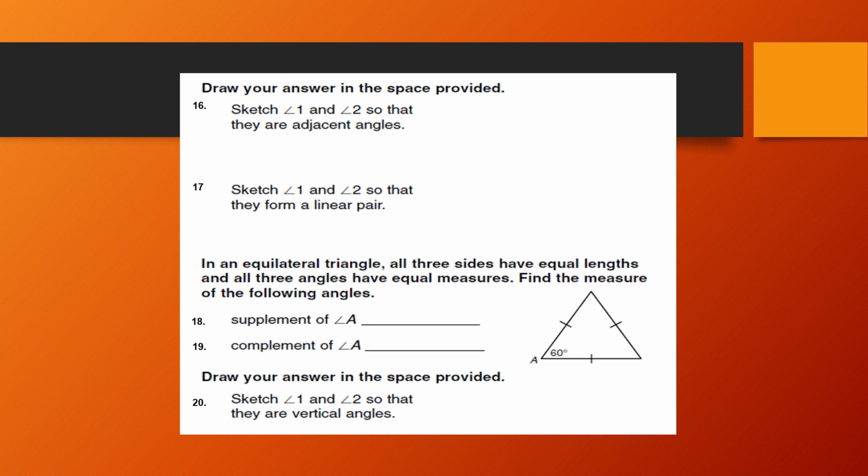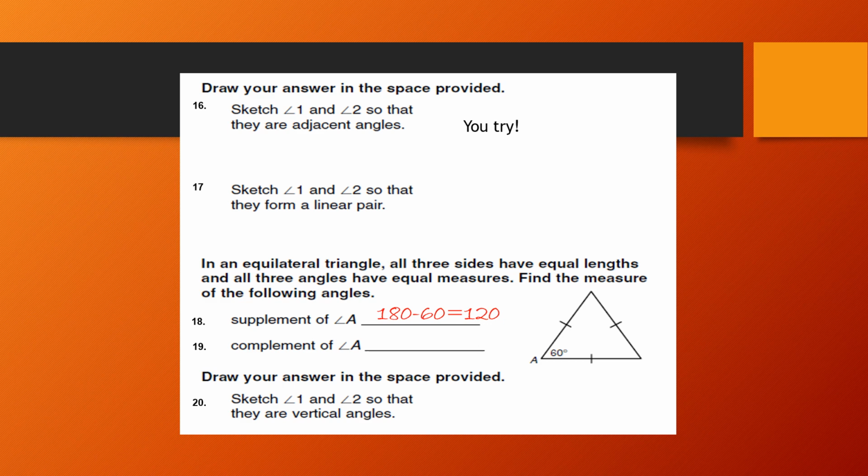This one, we have to sketch angle 1 and 2 so that they are adjacent. So then, again, you just need to remember that adjacent is next to. So for this one, you just have to draw out your angles that are next to one another. So give it a go for all of these. Go ahead and try the sketching because we know that you can do it.